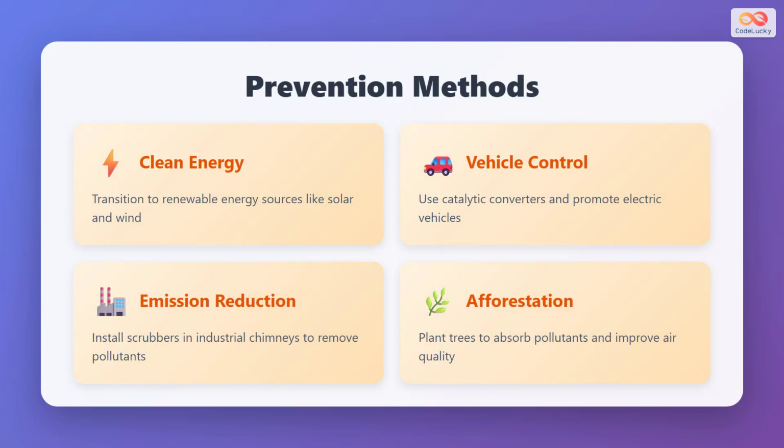Fortunately, there are several effective methods to prevent both smog and acid rain. Transitioning to clean energy sources like solar and wind power reduces the emission of pollutants from fossil fuel combustion. For vehicle control, using catalytic converters in cars and promoting electric vehicles significantly decreases nitrogen oxide emissions. Industrial emission reduction can be achieved by installing scrubbers in factory chimneys, which remove sulfur dioxide and other pollutants before they enter the atmosphere. Finally, afforestation, or planting more trees, helps absorb pollutants and naturally improve air quality. Combining these approaches can significantly reduce air pollution.